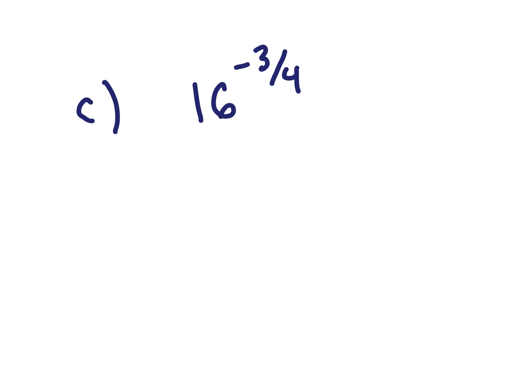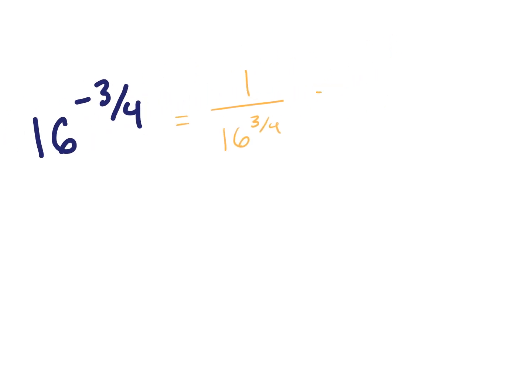So here I have a negative exponent. What does the negative do? It puts it in the denominator. So this becomes 1 over 16 to the 3/4 power. Now what's my index? 4. So this is 1 over the 4th root of 16 to the third power.